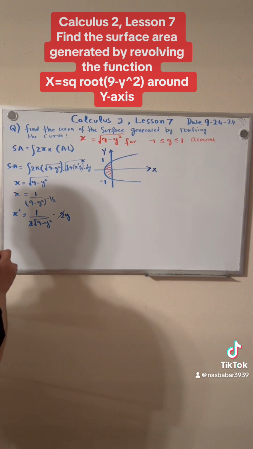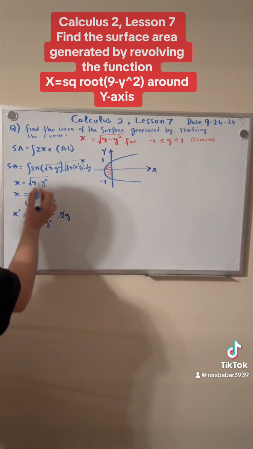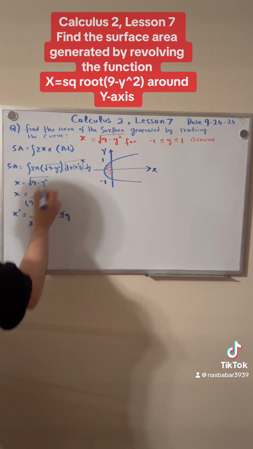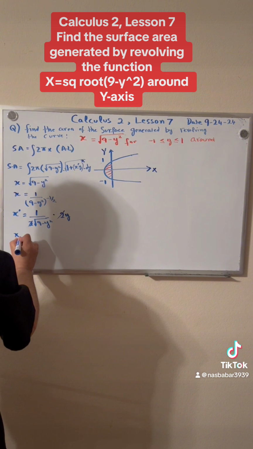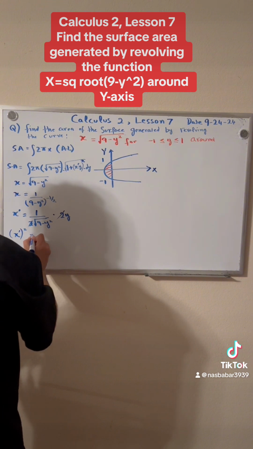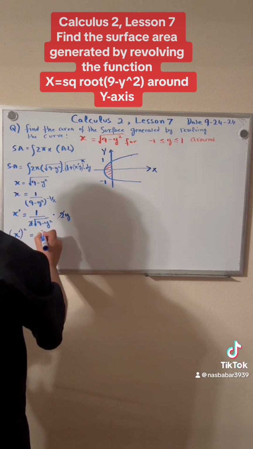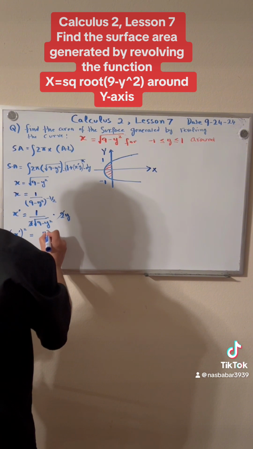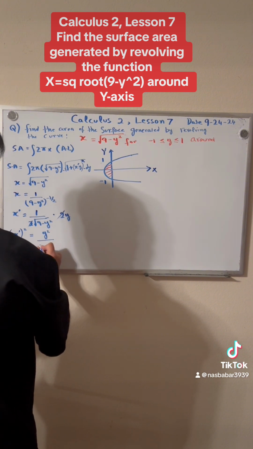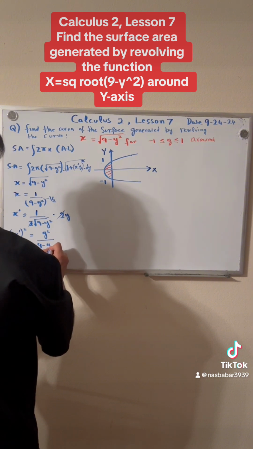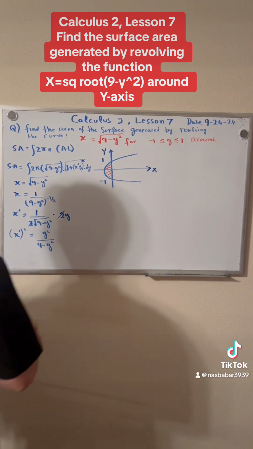And then what I do is take the square of both sides, because that's what the formula says. So then x prime squared is equal to, when I square both sides, y^2 over 9 - y^2. Now the life is simple.